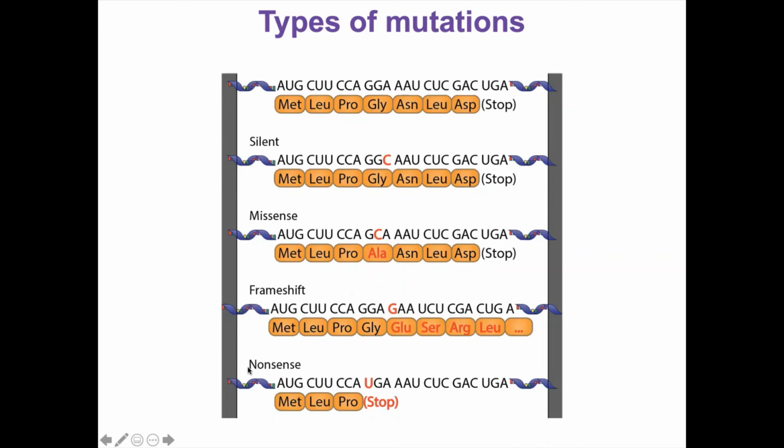Finally, the last type of mutation that is described here is what we call a nonsense mutation. In this case, we see that this G has been changed to a U. And so instead of GGA, we now get UGA, and this is a stop codon. So it's nonsense because now this particular codon no longer codes for a particular amino acid, it's instead a stop codon. And so now the ribosome will stop, and instead of producing the rest of the protein, we're going to get this truncated protein.